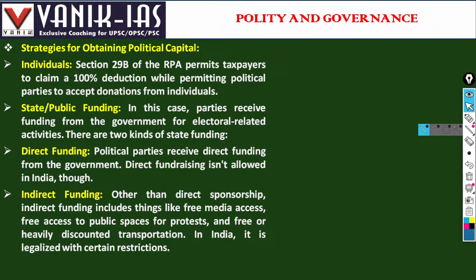Strategy for obtaining political capital. Individual: Section 29B of the Representation of People Act permits taxpayers to claim a 100% deduction while permitting political parties to accept donations from individuals.